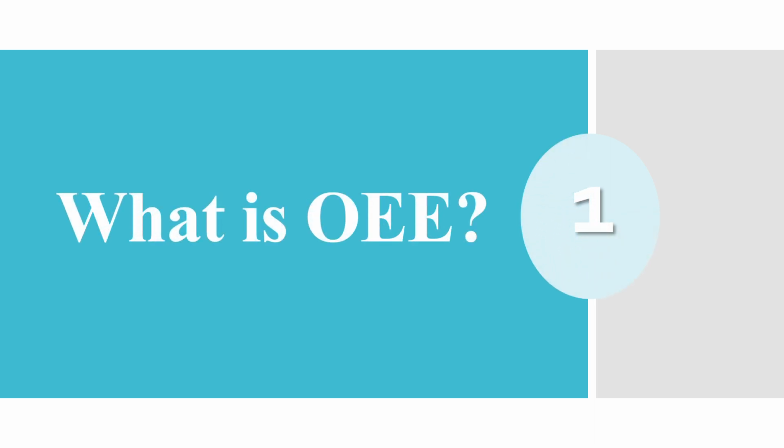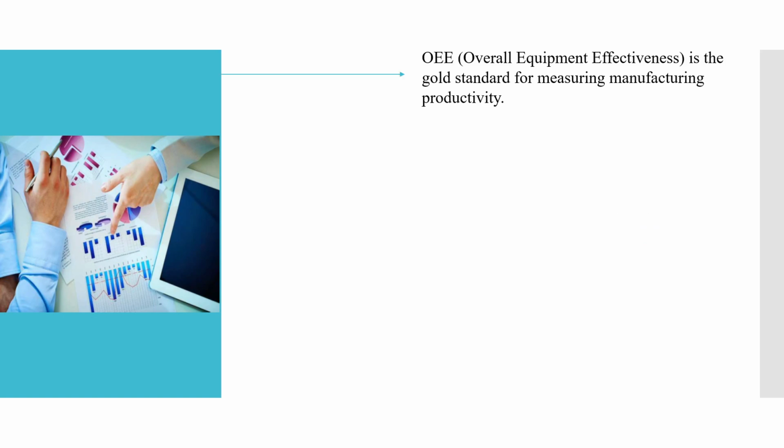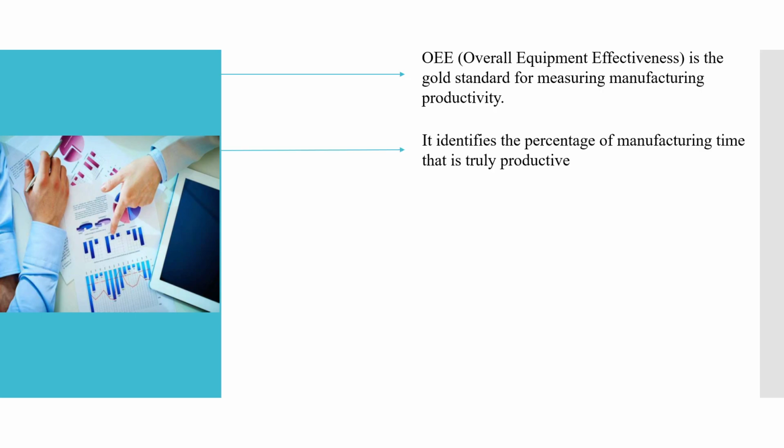So first, let us understand simply what is meant by OEE. OEE is known as overall equipment effectiveness, which is a gold standard for measuring manufacturing productivity. How productive is your factory? How productive is your organization? This can be defined with the help of the lean tool known as OEE. Basically, it helps in identifying the percentage of manufacturing time that is truly productive.